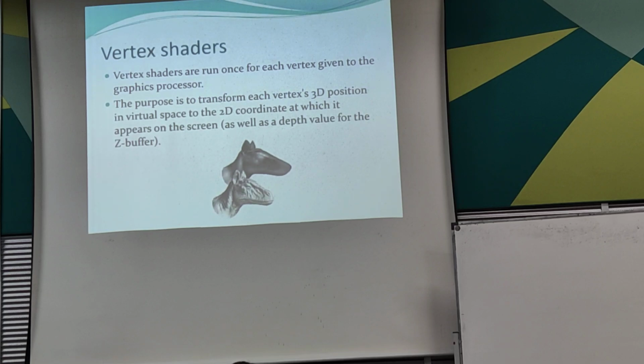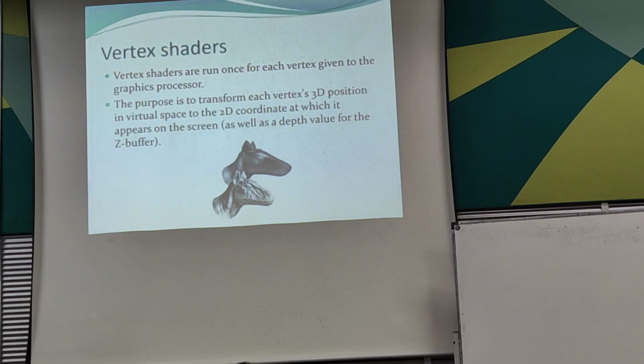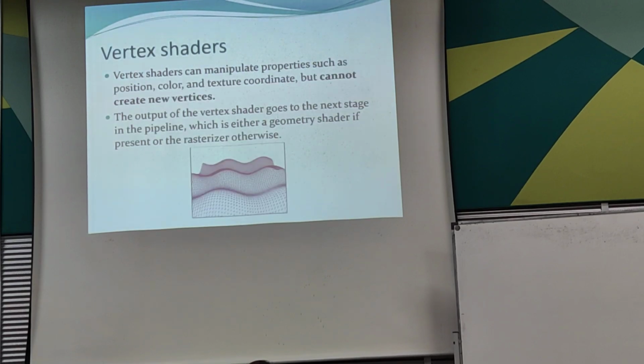Okay, so the purpose is to transform each vertex's 3D position in a virtual space to a 2D coordinate, because the vertex at the end is shown on the screen as a 2D image. Then it will test the Z buffer. This one is the same thing: the depth test is calculated by vertex.